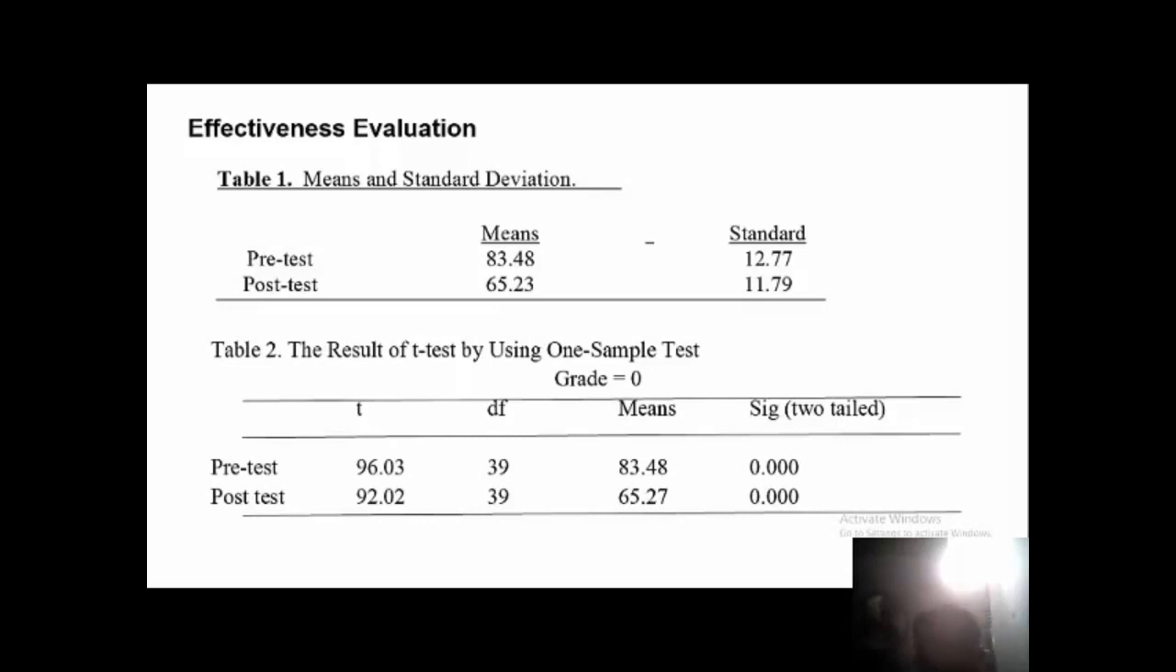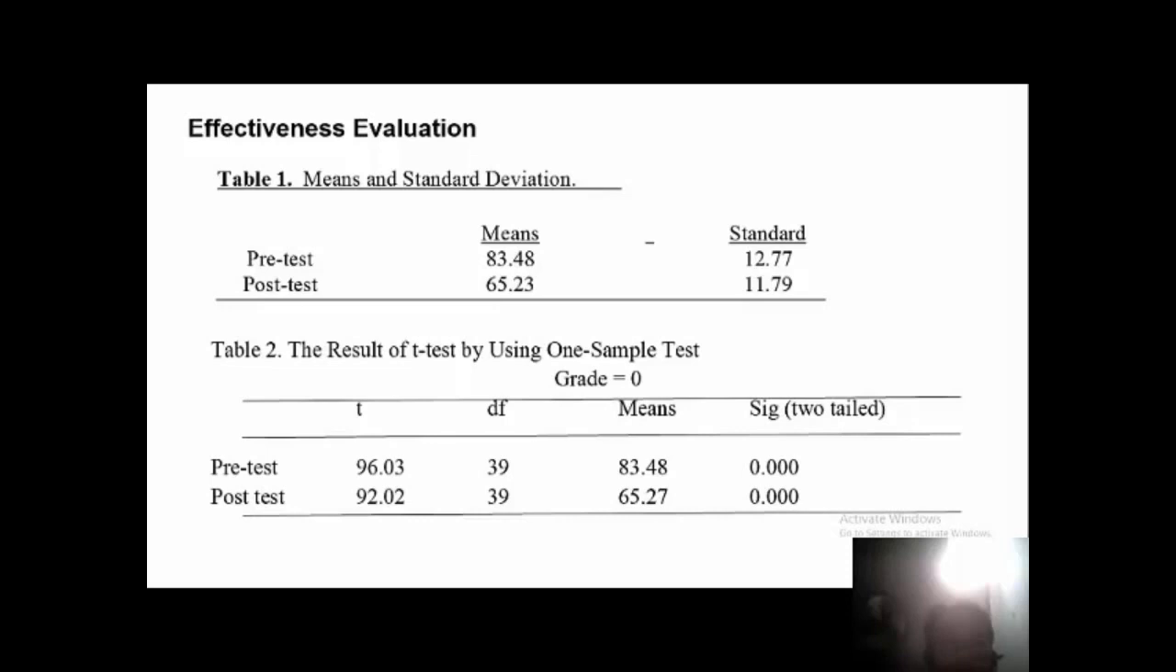Okay, so I'm going to explain table 1. The means and standard deviations. The pretest mean is 65.23, and the standard deviation 11.79, and then the post-test mean 83.48, the standard deviation 12.77. It was discovered that the averages in the two groups were different, as shown in table 1.